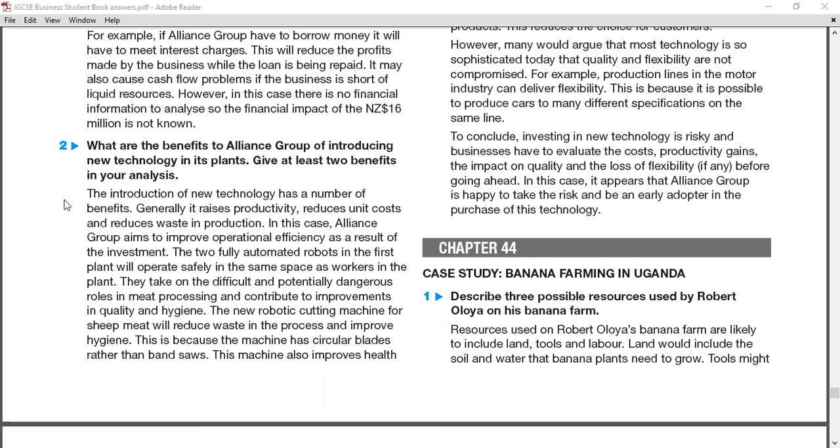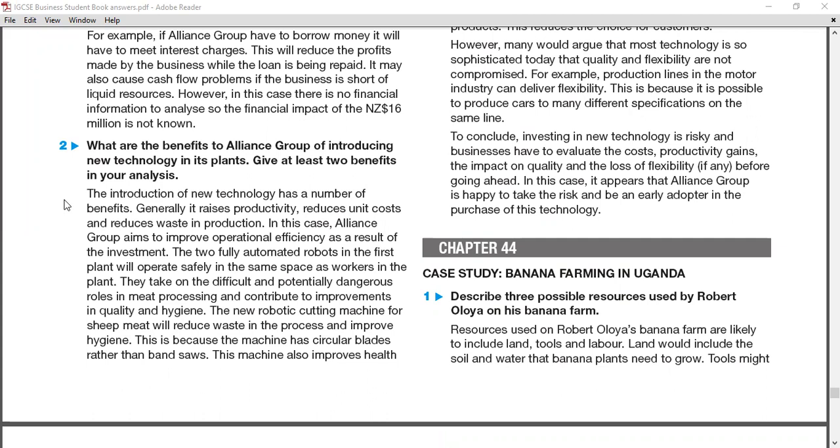Question number 2 answer. The introduction of new technology has a number of benefits. Generally, it raises productivity, reduces unit cost, and reduces waste in production. In this case, Alliance Group aims to improve operational efficiency as a result of the investment.